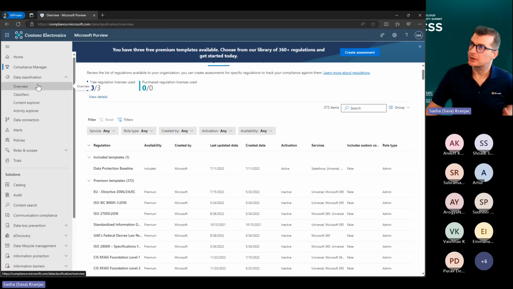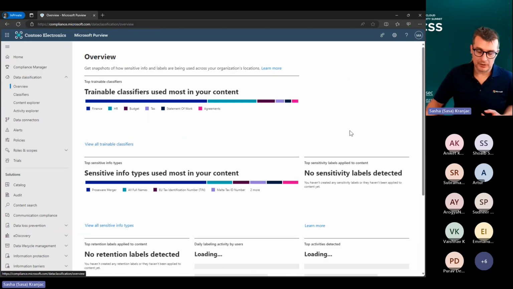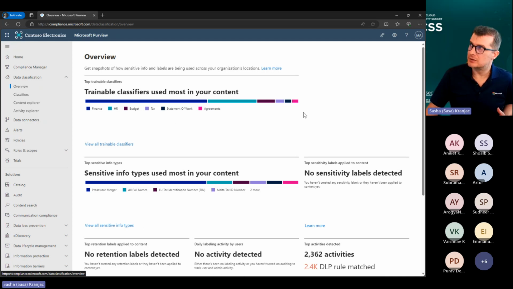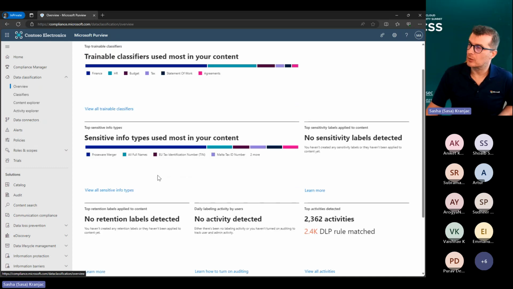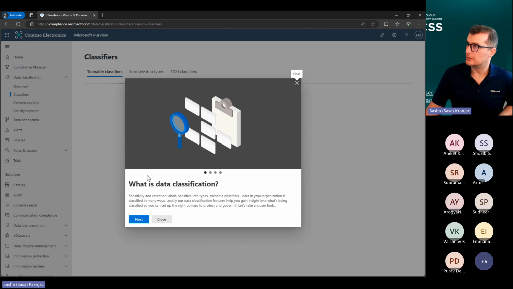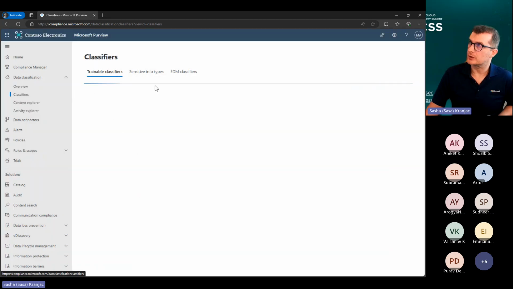Quickly, data classification is actually where we configure the data classifiers. These classifiers will classify our data, and once we have data classified, then we can do something with that. Whether it's trainable classifiers, the algorithms that will figure out what kind of data we're dealing with, or the ones that are built in. We can see, for example, what these are and actually configure them, whether it's trainable ones or sensitive info types that are already there.